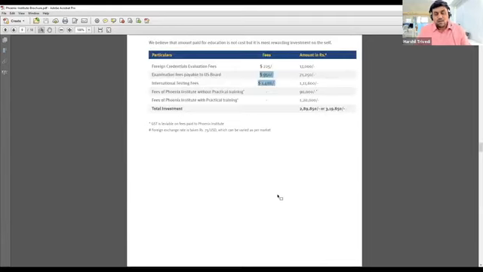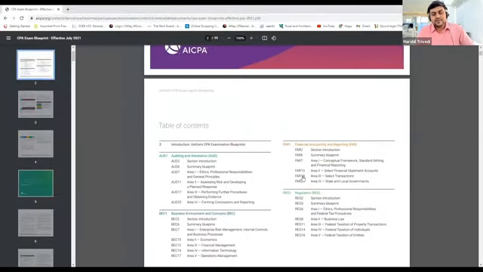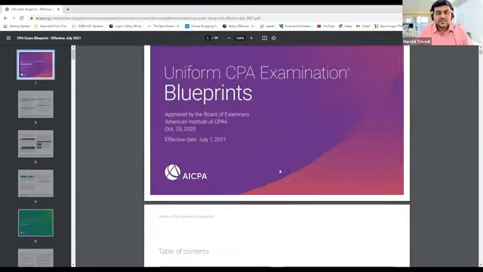Clear? Now I have explained everything about the CPA. Now let me explain the blueprint which is issued by the AICPA. At Phoenix, whenever we start any particular topic, we refer to this blueprint. The blueprint is issued by the AICPA only.